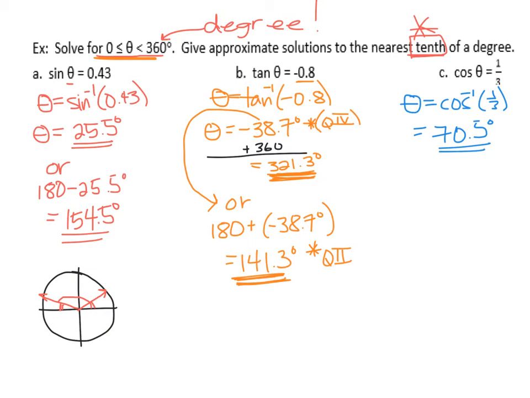But remember, it can also be positive in quadrant 4. We'll use our formula to get that second answer. For cosine, it's 360 minus whatever we got for that first answer, 70.5. Our second angle would be 289.5 degrees. And that is, in fact, in quadrant 4. This is solving equations when we're in degree mode.